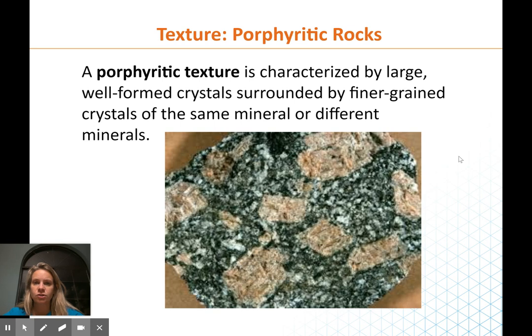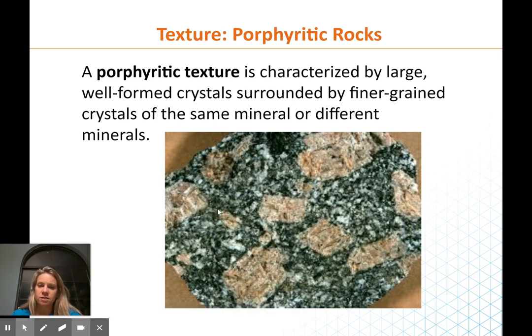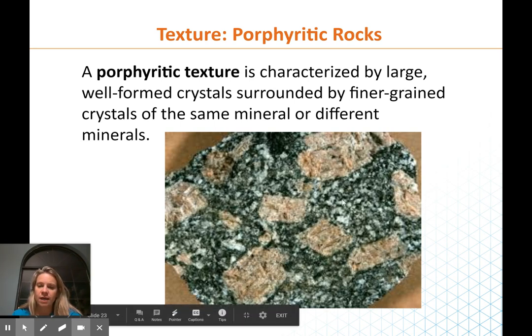So porphyritic texture is when you have it cooling slowly at first, and then for whatever reason, probably a volcanic eruption or something, it pushes closer to the surface and finishes faster. So it starts to cool slow, and then it gets pushed up towards the surface and cools faster. So notice how there's big chunks of rock in here, so big chunks of mineral, and then there's a smaller kind of grain in between.